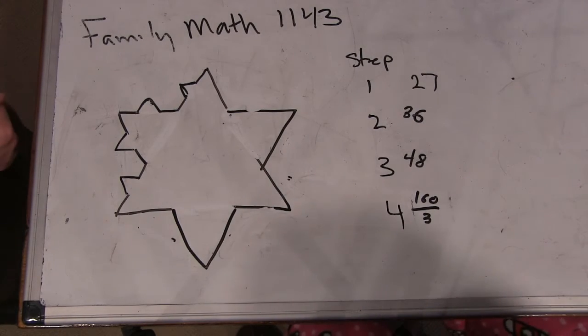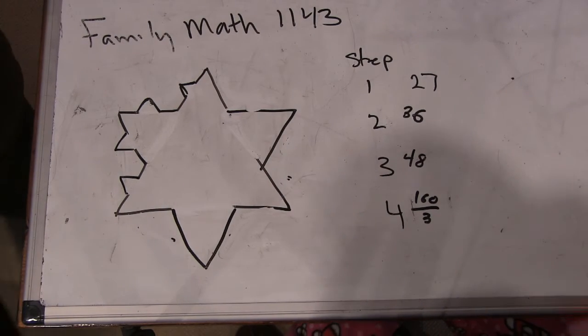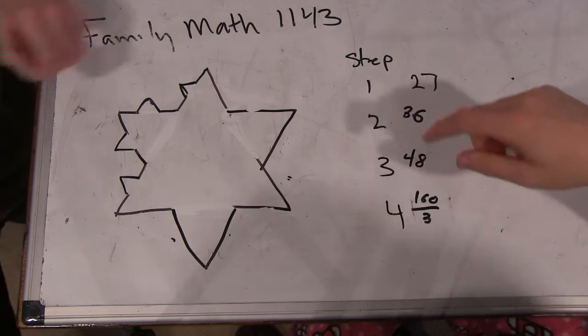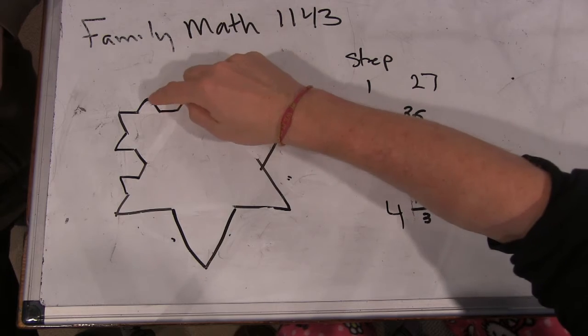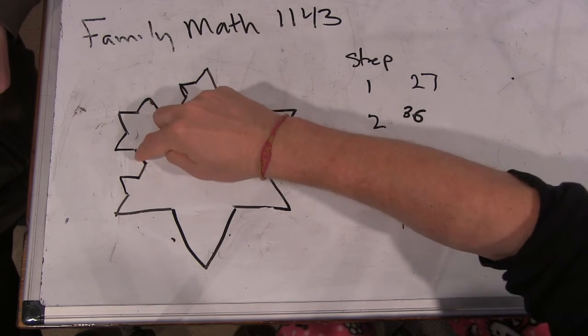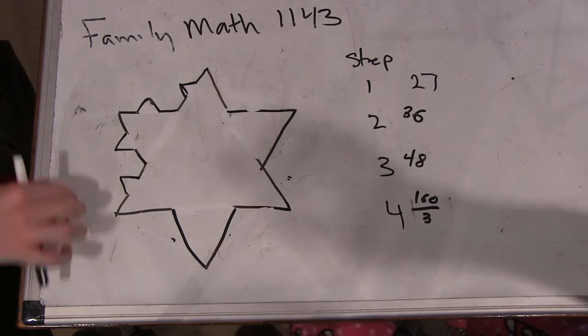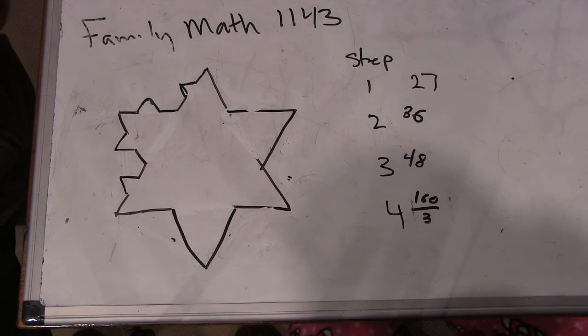Okay, so great. Tell me how you got this 160 over 3. So I followed you to the 48. So the 48 came from, there were 16 segments here: 1, 2, 3, 4, 5, 6, 7, 8, 9, 10, 11, 12, 14, 15, 16, for one side, and then times 3. Okay. So what did we do next?